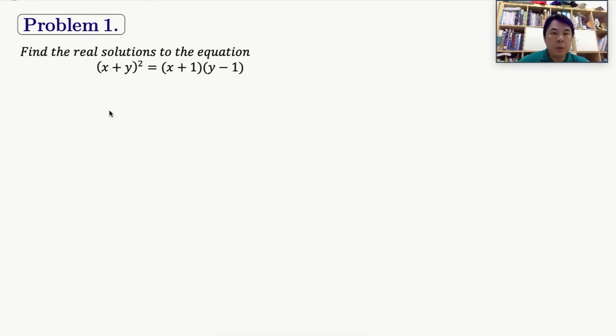Now, the first problem is quite a warm-up problem here. Find the real solutions to the equations. So real solutions mainly means the x and y must be all real numbers. Okay, so that's our objective today.